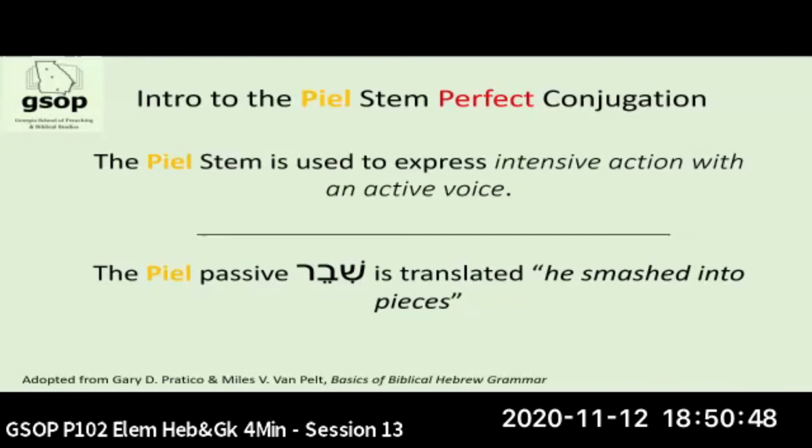The piel stem is used to express intensive action, where the call and the nifal were simple action. He opened, the door was opened for him. Those are simple actions. The piel, as well as the pual, are intensive actions. So if he opened, the door was slammed, or he slammed the door. The door was slammed on him. It's more intensified. But in the perfect stem conjugation, it's going to be an active voice. The piel, for example, shiber, is translated, he smashed into pieces.